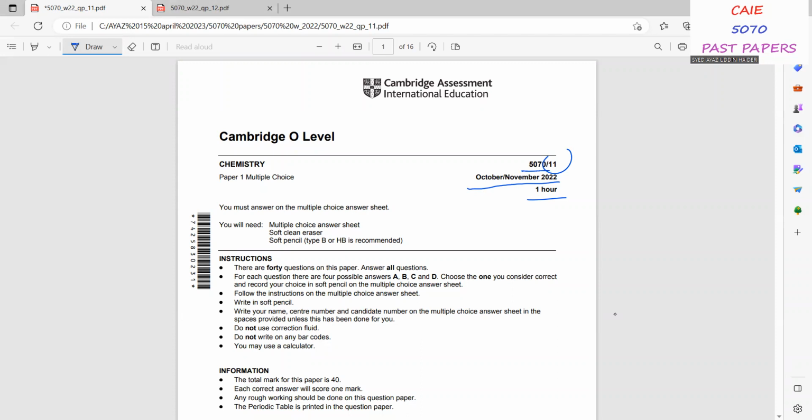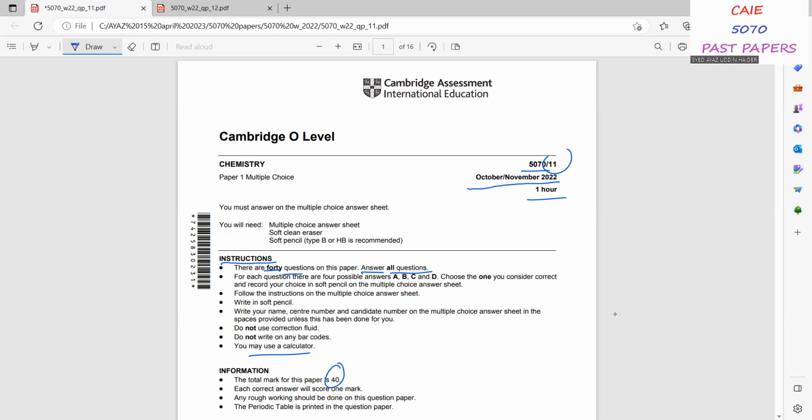I'm not going to read the instructions. As you all know, there are 40 questions on this paper. You have to answer all the questions. For this purpose, you are provided with the grid sheets. You have to use soft pencils. You have to follow the instructions. Write with soft pencils. You are allowed to use a calculator. Information for this paper is that the total mark is 40.